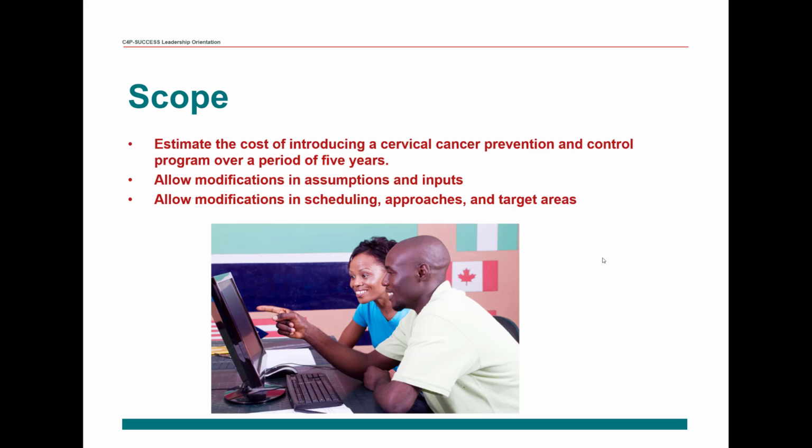We were given the following scope. We want to know what it will cost to introduce a cervical cancer prevention control program over a period of 5 years. We also want the program managers and the other users to be able to modify the assumptions and the inputs and still keep other assumptions and inputs that they have put in the same so they can see how it changes costs and outputs. We also want them to be able to modify scheduling, approaches, and target areas and populations.